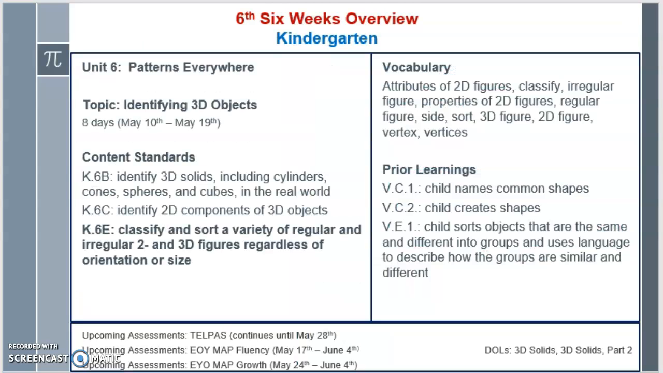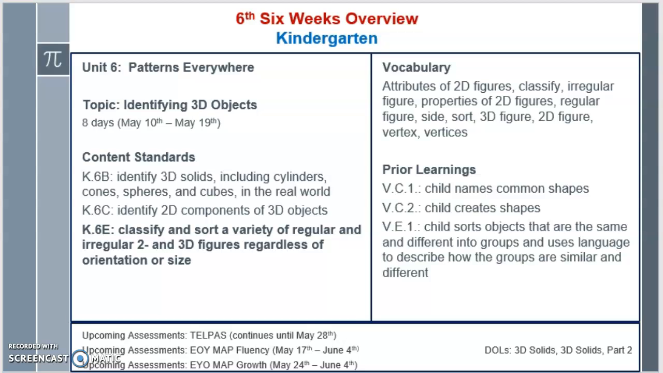So for the first topic, which is identifying 3D objects, students are going to be classifying and sorting a variety of those regular and irregular figures. We have our vocabulary there, such as attributes of 2D figures, classify, irregular, properties, side, sort, figures, vertex, and vertices. In pre-K, students were working with the common shape names and creating those shapes, and then also sorting them based on some similar attributes and language.